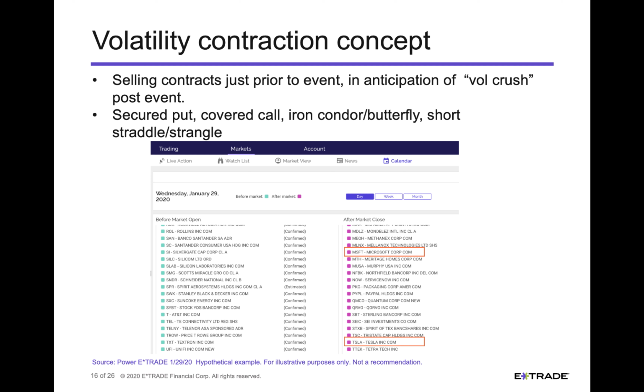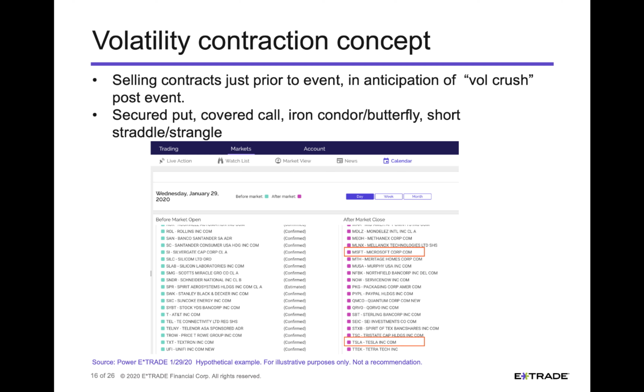We could do a secured put. Again, that's an obligatory strategy. A covered call has an obligation. An iron condor or butterfly, I'll show you that. But the purest way to trade this, and that doesn't mean it's the best way, it's just the purest way to trade volatility contraction is going to be to do a short straddle or strangle. But again, I want to walk you through the risk of that because it is an unlimited risk trade here.